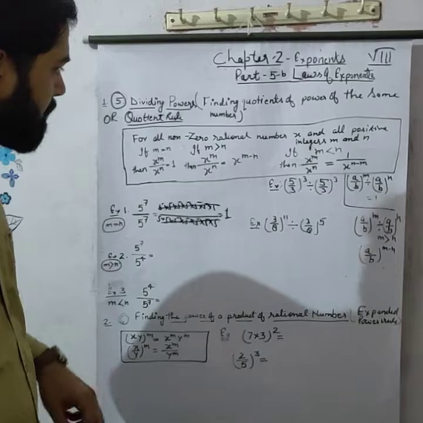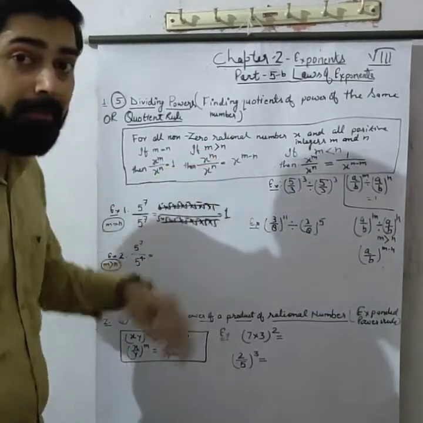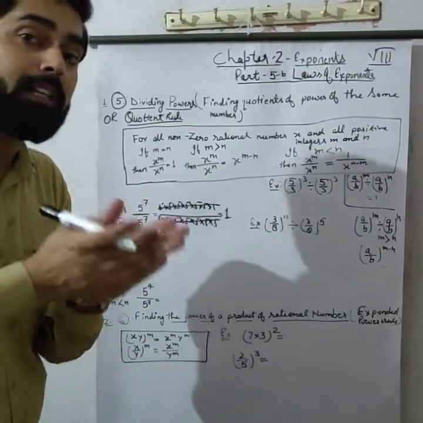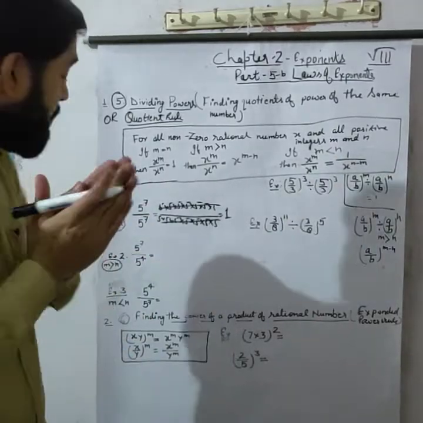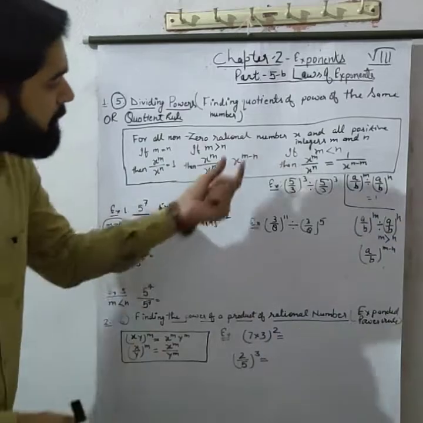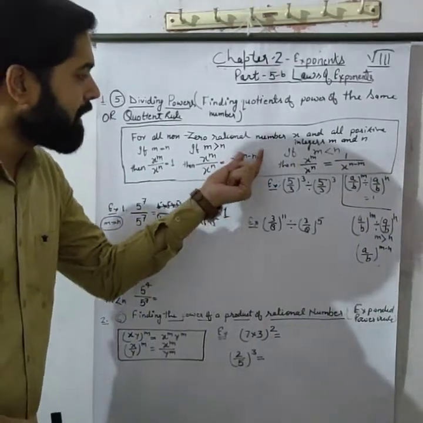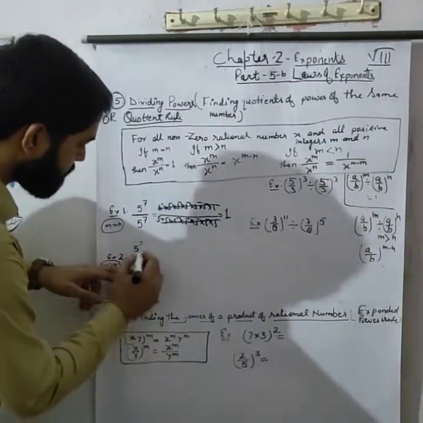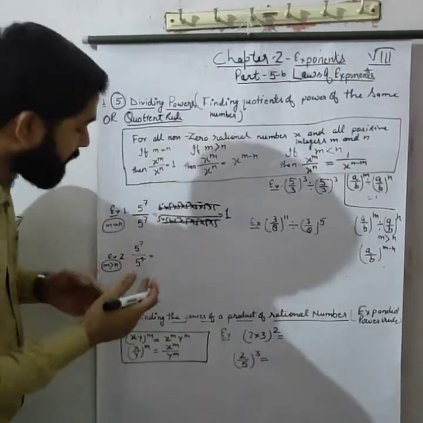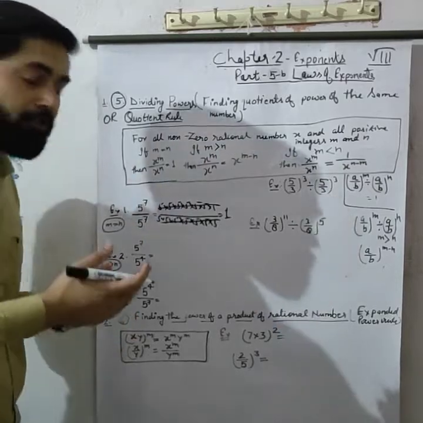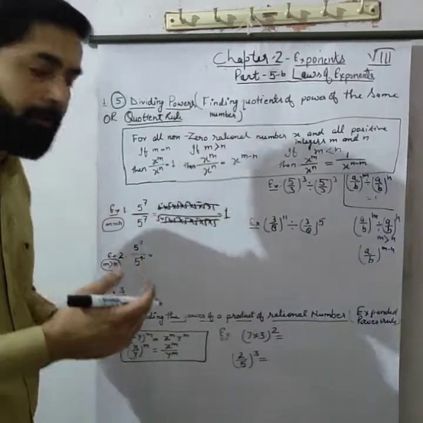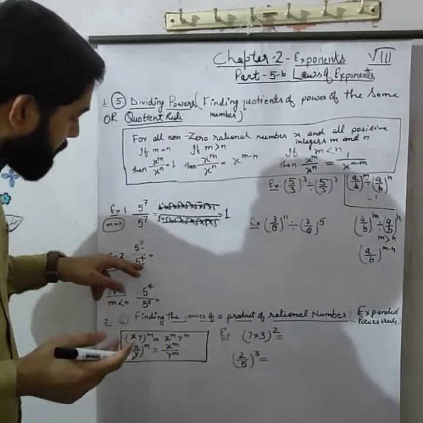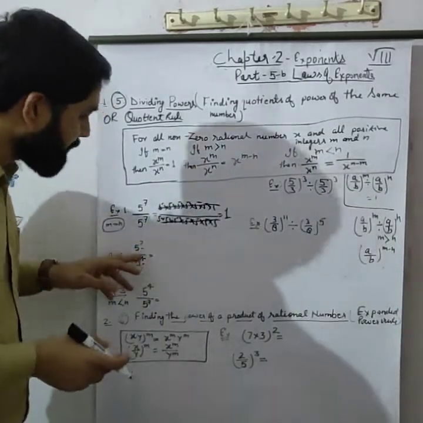Now the second condition. What is the second condition? When m is greater than n, means when the numerator power is greater than the denominator power. How can we find the value of this type of question? We can write it as x raised to the power m minus n. Here we have 5 raised to the power 7 upon 5 raised to the power 4. Look here, this is 7, this is 4. This is the power of the numerator, this is the power of the denominator. Here the numerator power is greater than the denominator power.